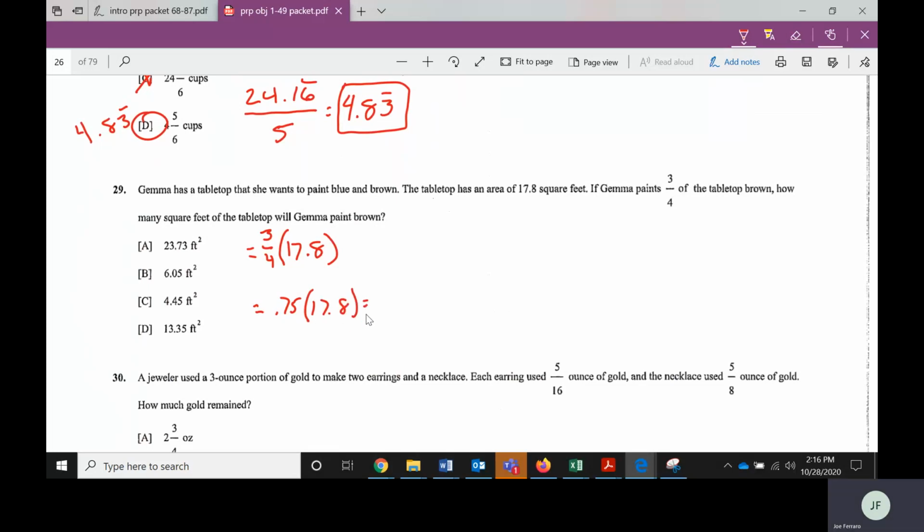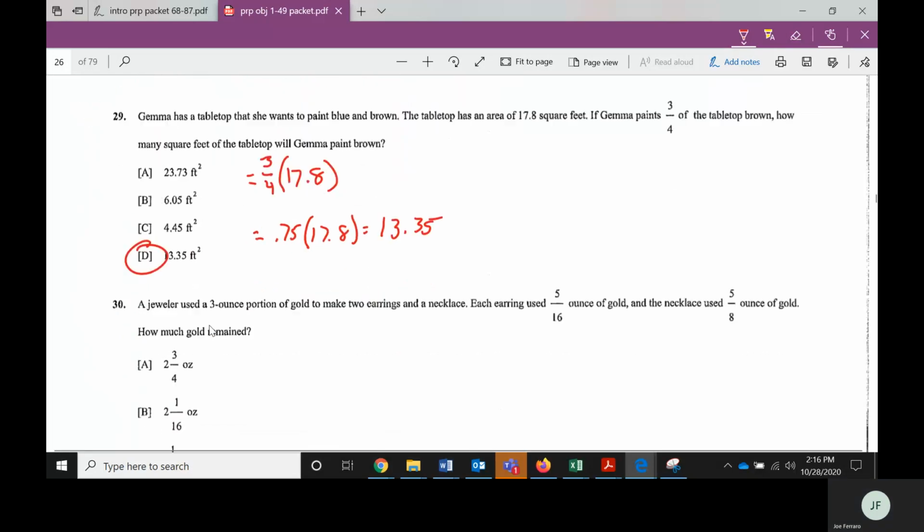And then, so 0.75 times the 17.8. And it's going to come out to be 13.35. Okay. Now, again, if you get an answer here that's more than 17.8, then you know you did something wrong, because if it only has an area of 17.8 square feet, you can't paint more of that brown. Okay, that's how much there is. All right.